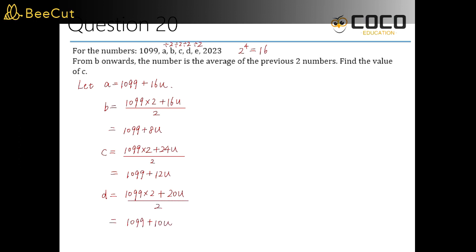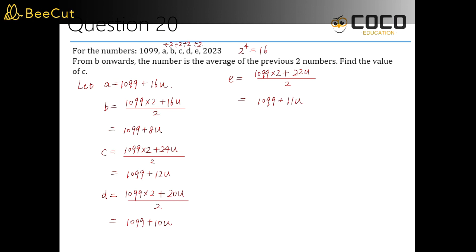Then we check for E. E is the sum of C and D, so 1099 times 2. C is 12U, D is 10U, so 22 units. Plus 22U, divided by 2. So we find that E is 1099 plus 11U.